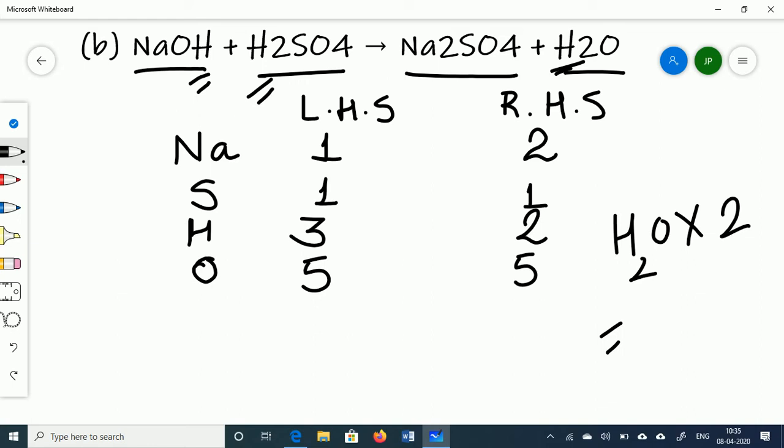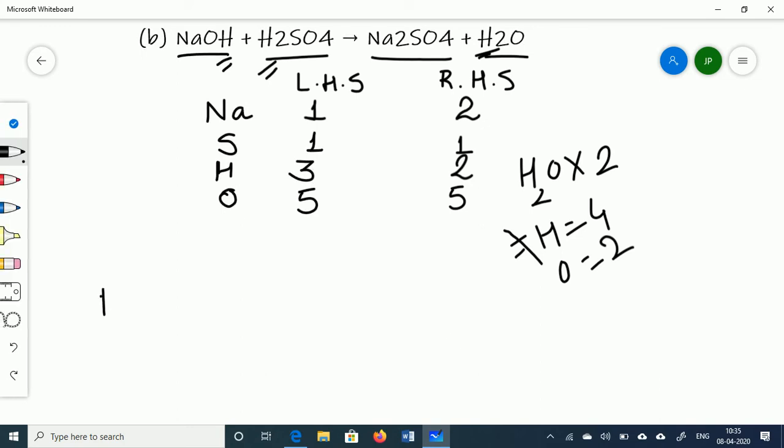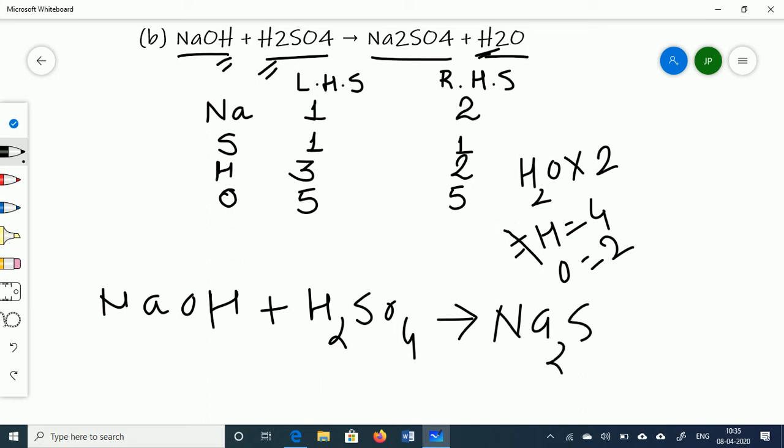So ultimately hydrogen becomes 4, and oxygen in this formula is 2, right? So we will modify this equation. The new equation formed is NaOH plus H2SO4 gives Na2SO4 plus 2H2O, right? This one is the modified equation.